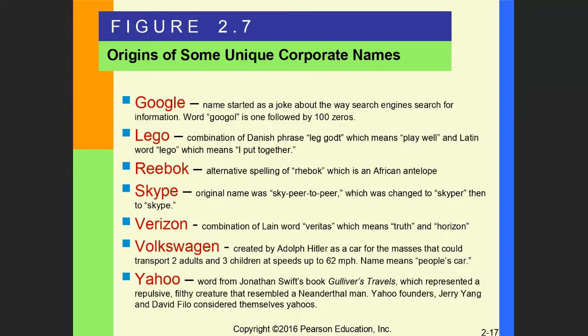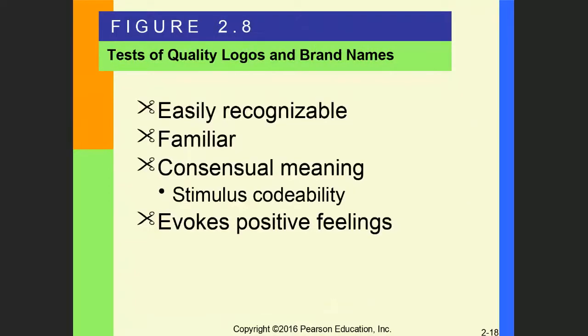Other bonus slides are about origins of some corporate names, for example, what's the origin of Google, Lego, Reebok, Skype, Verizon, Volkswagen, Yahoo, some information. If you want to make a logo or a brand name, make sure that it's easily recognizable, of course, and familiar. I would add to this also being simple, clear, don't make it long. It also has to be mobile friendly, it has to be social media friendly. Take care, if you're opening a business now, make sure that your logo and your name are mobile friendly and social media friendly.